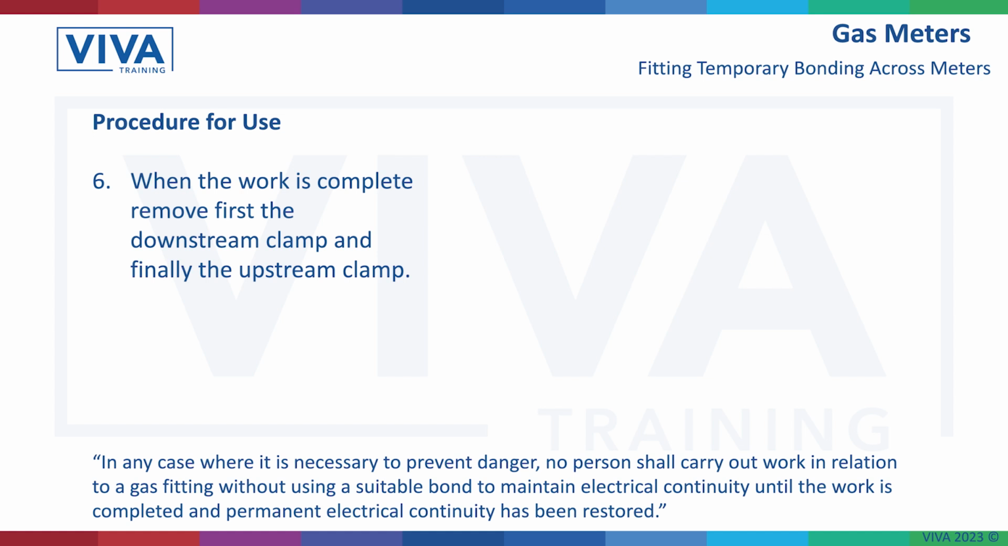So if we're removing that meter, we've got to leave that bond in situ. Now that could be, if the job's taking 2 or 3 days, it's an empty property, we might have that meter removed 2 or 3 days. That bond would have to stop on there until we're ready to put the meter back, and then we can remove the bond once that electrical circuit's been restored.